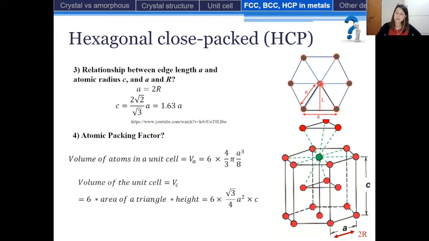Considering the volume, we should multiply it by the height of the unit cell, which is equal to c. Okay, so in that way, we can calculate the atomic packing factor, which is equal to 0.74, which means that as in the FCC crystal structure, 74% of the unit cell is occupied by atoms. So it is also a very dense unit cell. That's why we say it is a close packed structure.